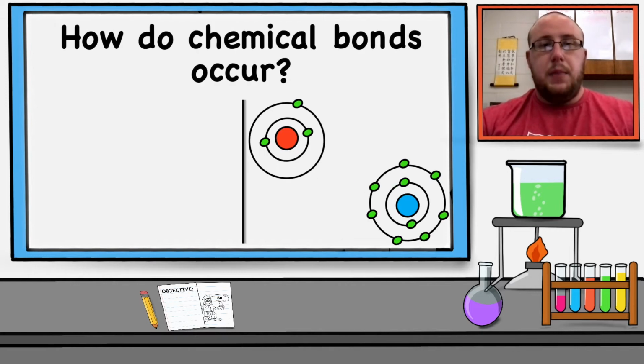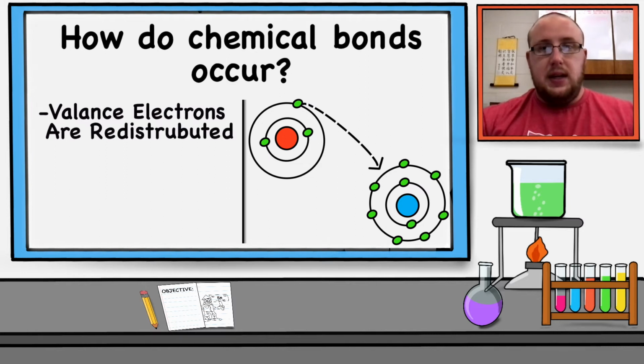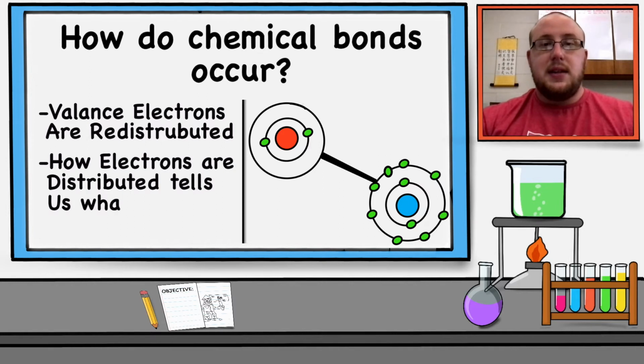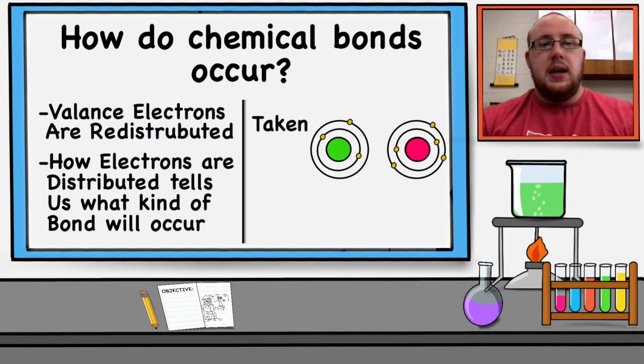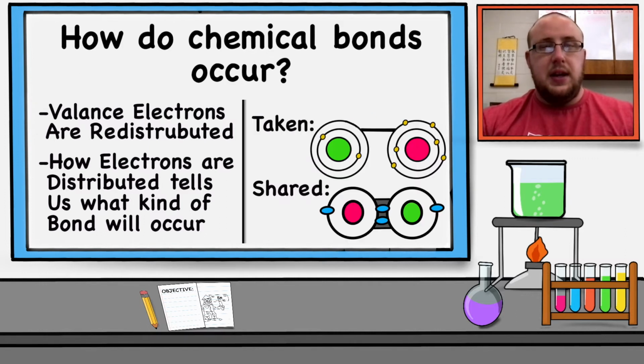When an atom bonds to another, their valence electrons are redistributed in a way that makes that atom more stable. The way the valence electrons are distributed will determine the type of bond that occurs. For most cases, they will either be taken or shared. So the electrons will either be fully taken from one atom to another atom, or they will partially share the electrons for part of the time. Okay, we'll get more into that in a bit.